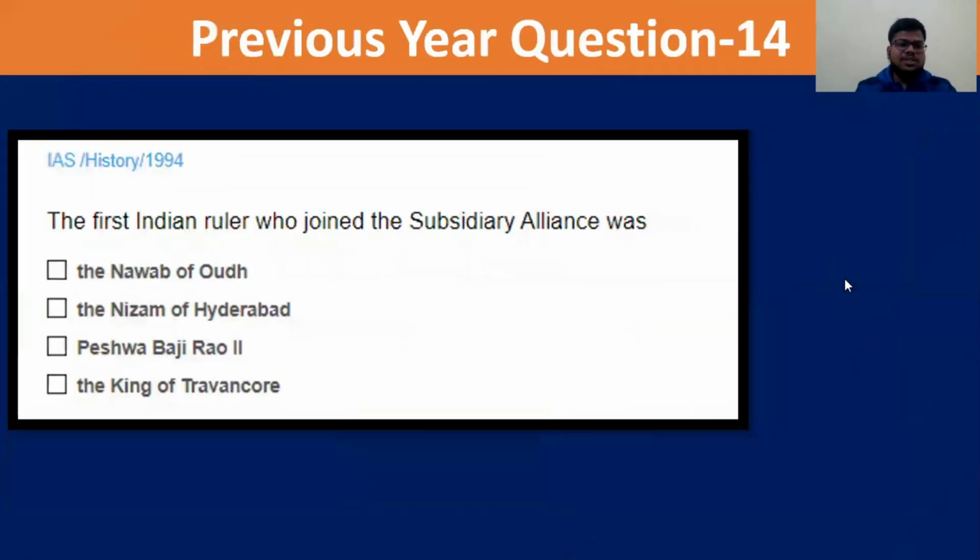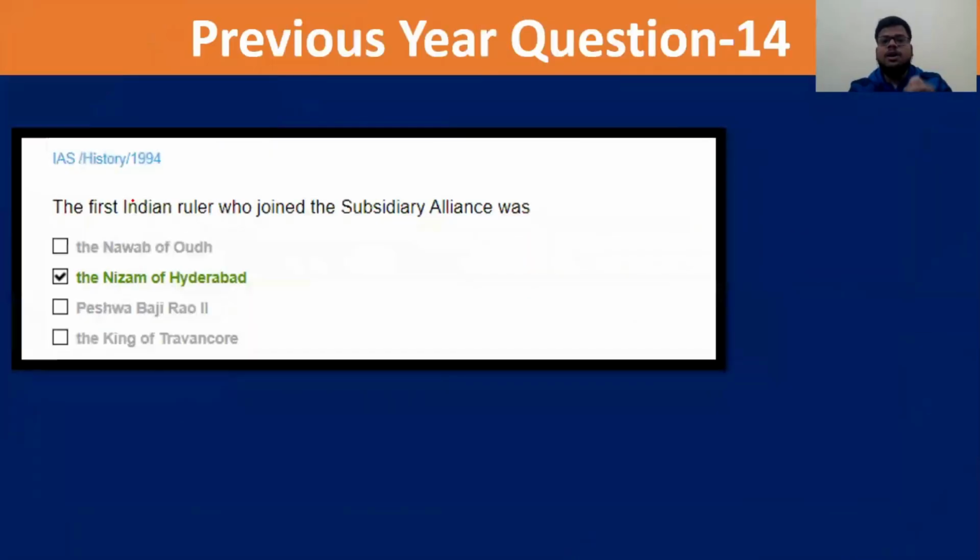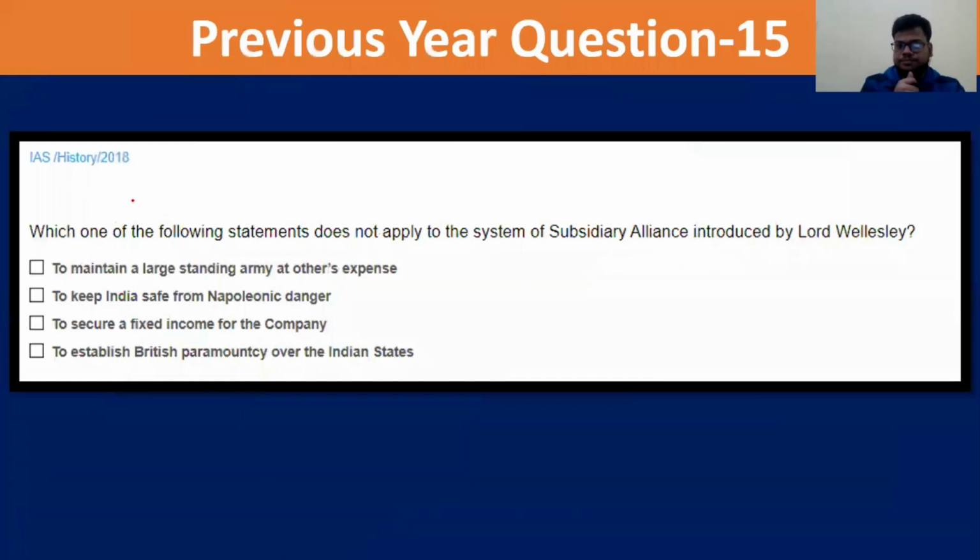Next is the first Indian ruler who joined the subsidiary alliance. It's a very old question, from 1994. So who was the first ruler who joined the subsidiary alliance? You can again pause the video and try to answer. It was the Nizam of Hyderabad. We have discussed that. The Nizam of Hyderabad was the first one who signed this subsidiary alliance.